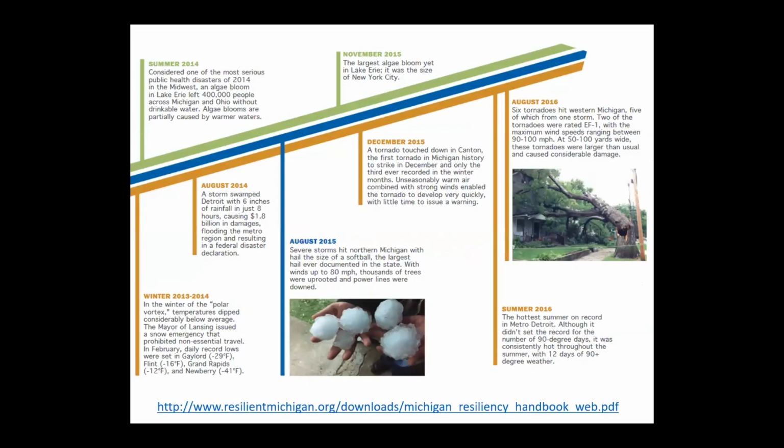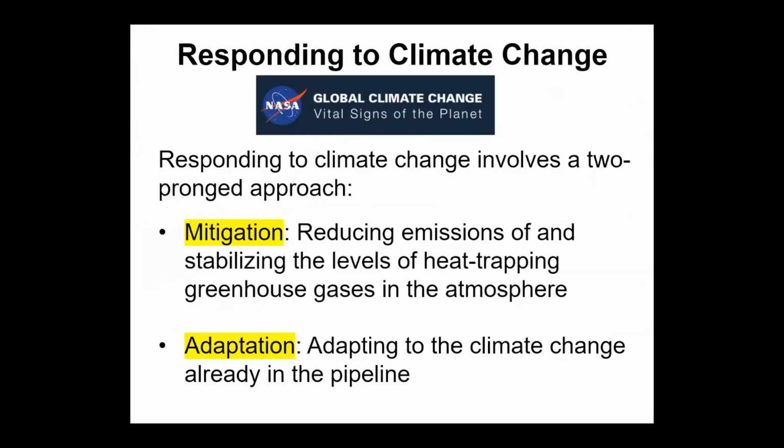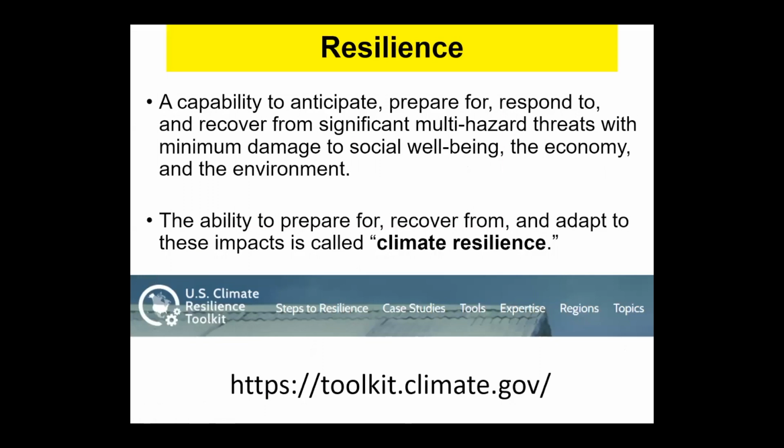And then it ends up in 2016. So these are some pretty good examples of extreme weather events. Now, the response to climate change, and this is pretty standard climate change lingo, is mitigation, which is reducing your emissions, stabilizing your greenhouse gases, and then adaptations, which is kind of adapting to whatever conditions you have. Word resilience.